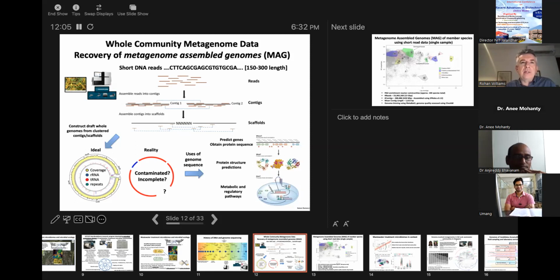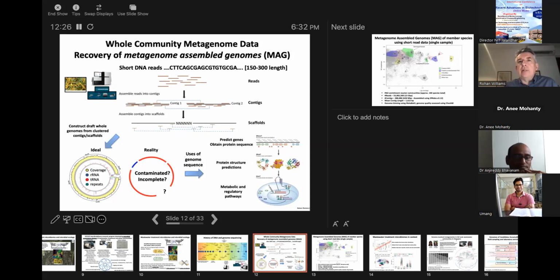You have contamination from other genetic material from other genomic contexts. You have missing bits of genomes that you can't really reconstruct properly. And you also have multiple contigs, so often very fractionated genomes.